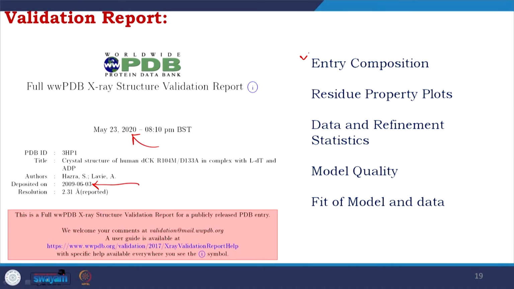I just keep this, select this for giving you little details: the entry composition where everything is there, and data and refinement statistics. But residue property plot, working on individual residues, how they are plotted, how they are fit, they are in agreed position in terms of Ramachandran plot and all. Model quality is checking how the model quality is in comparison to other published structures, and fit of model and data is fitting it with considering different macromolecules and all.